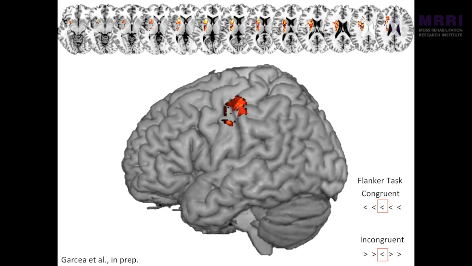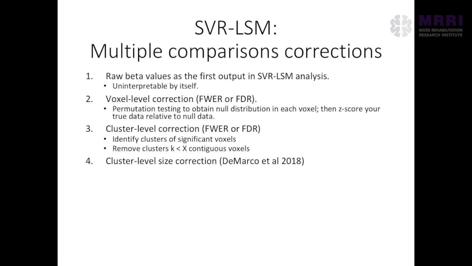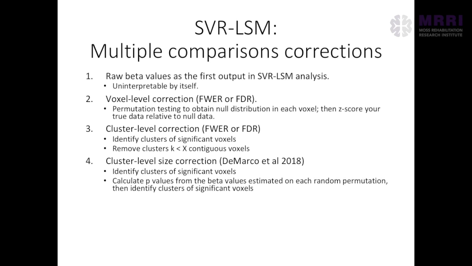And to segue to the next topic, does this survive a more rigorous type of correction? As we mentioned, part of Andrew DeMarco's SVR-LSM toolbox, which Harrison walked through a few moments ago, is cluster level size correction, okay? What this is doing is the same as we talked about in point three, which is to identify clusters of significant voxels. But like with the permutation testing at the voxel level, every time you do that, you create a new map of random voxel level data. It can then, on top of that, ask for the relative size of these clusters that are due to chance. So it figures out where we are identifying random clusters based on scrambling of the behavioral data to the lesions, and whether those clusters are equal to or even larger than the size of the clusters in the true data.